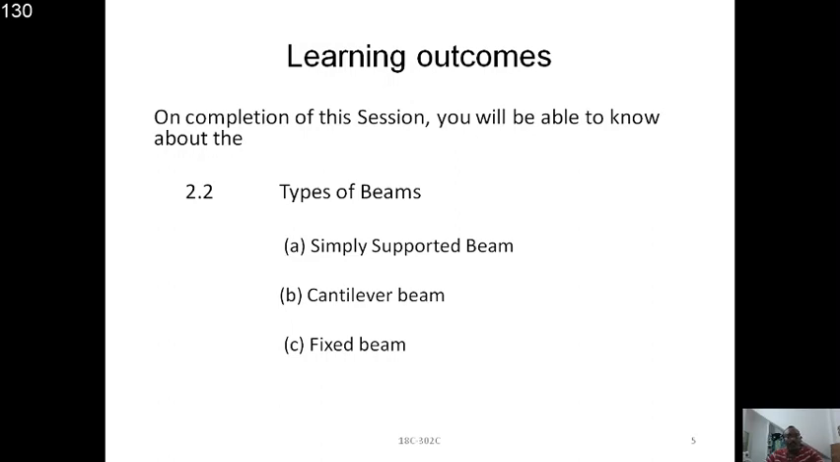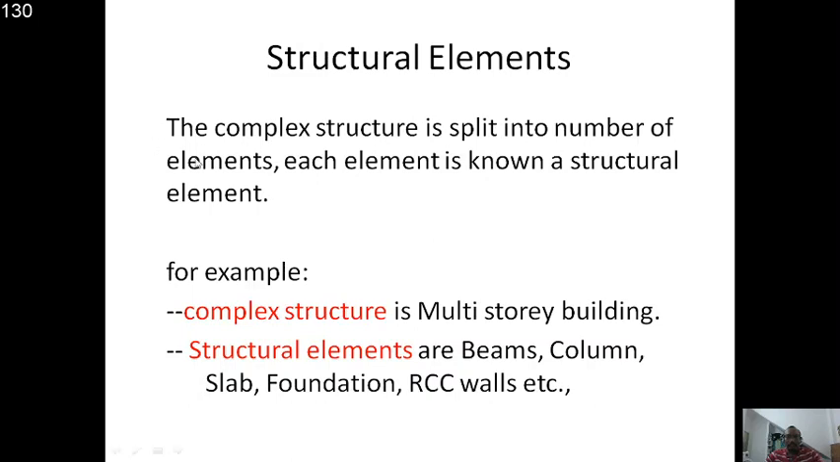Coming to the definition of the beam, we need to understand what a structural element is. So what is a structure? A structure is a combination of all the elements. A complex structure is split into a number of elements. Each element is known as a structural element. For example, a complex structure is a multi-story building, right? A multi-story building is a complex structure.